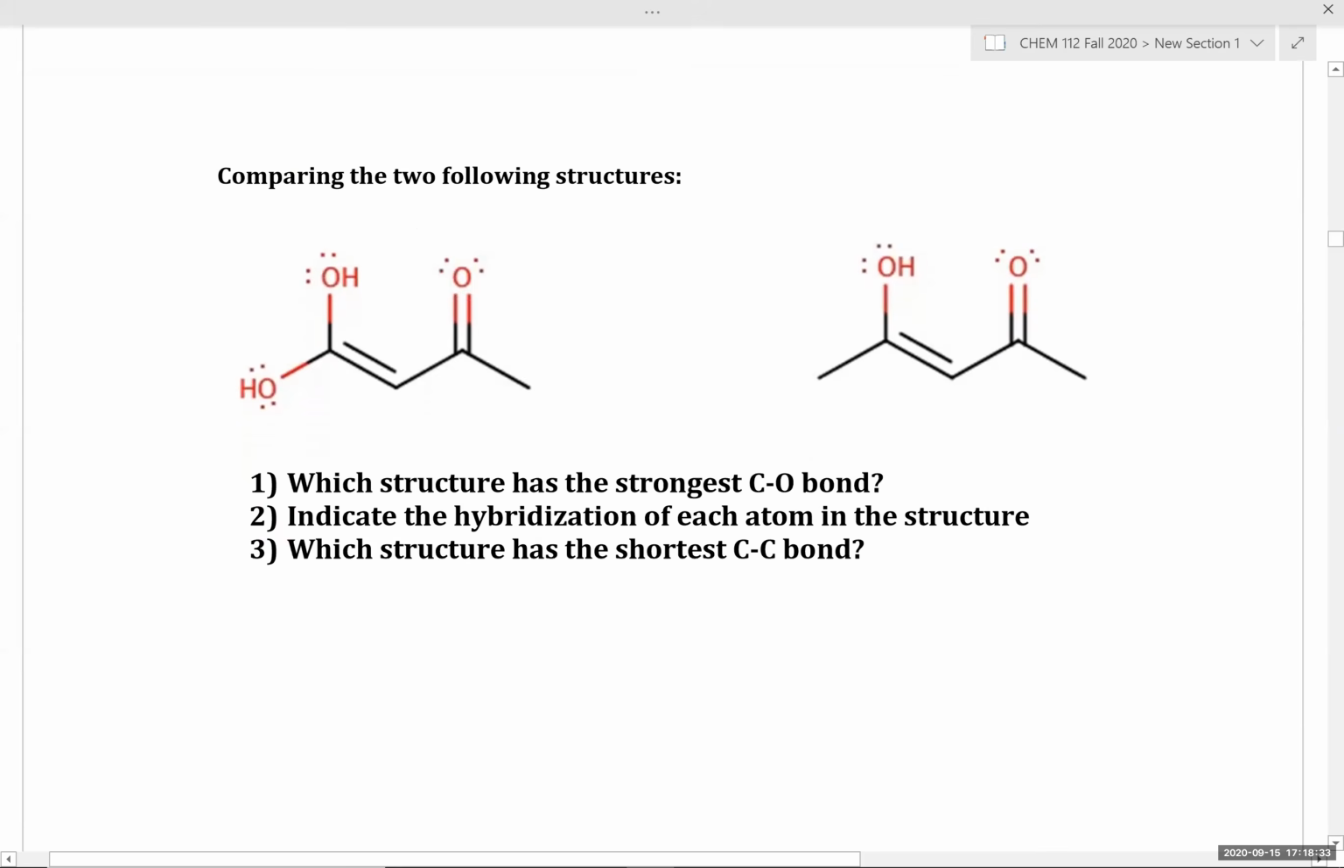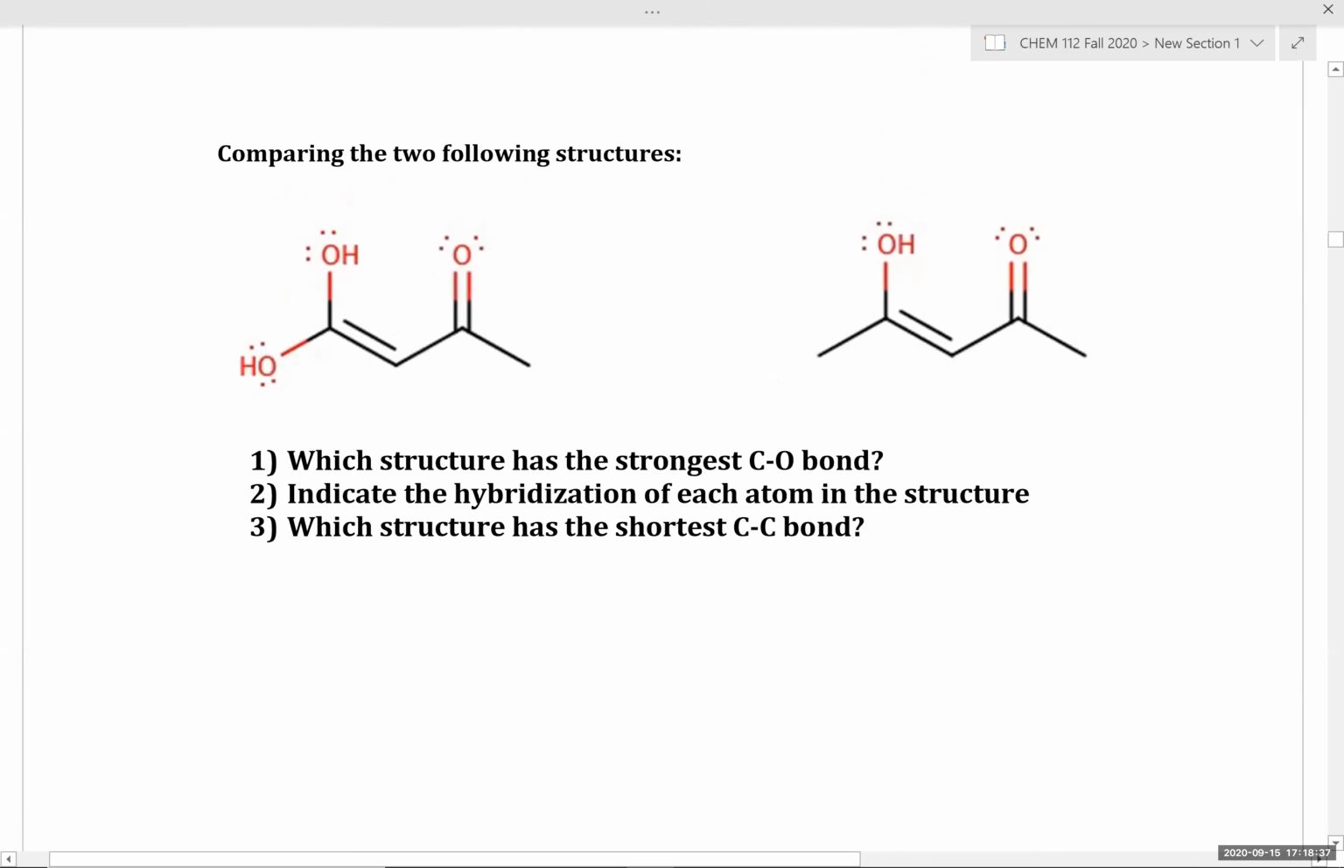So I have a pair of examples now. I'll do the first one, you'll do the second one. So we're going to be comparing two structures. We're going to identify which structure has the strongest carbon-oxygen bond. We're going to indicate the hybridization of each atom in the structure. And we're going to indicate which structure has the shortest carbon-carbon bond.